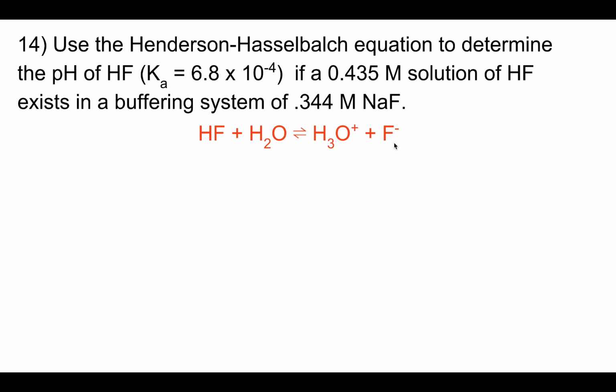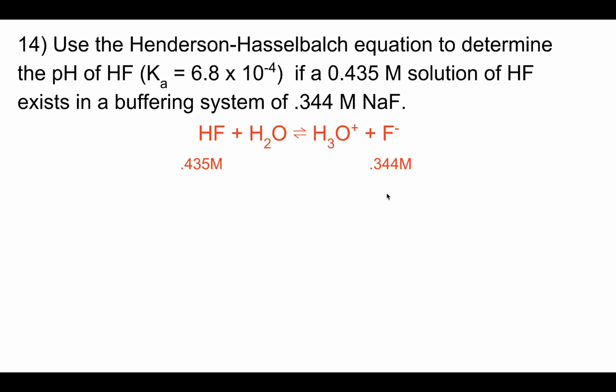So if you guys remember, a buffering system, we have some of the weak acid and some of the weak conjugate base. And so when we add strong acid and strong base, they react. If you add a base, it's reacting with the acid. If you add an acid, it's reacting with the base. And essentially, it's going to hold the pH of the system pretty stable until you add too much acid or base and overtake. So what we're starting with is 0.435 molar of our acid, and then we're adding to it that salt, the 0.344 molar of what's going to end up being that conjugate base.